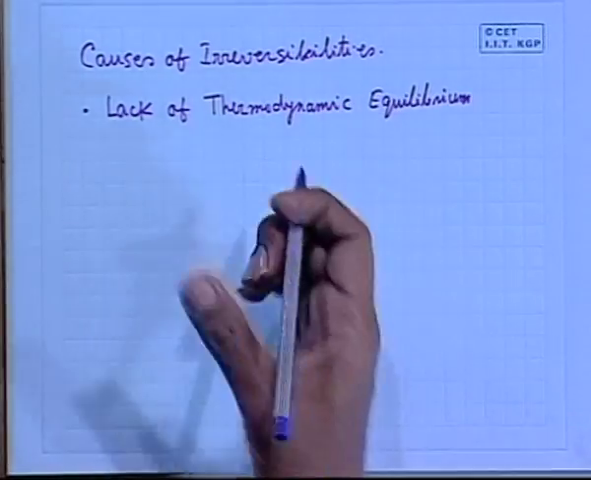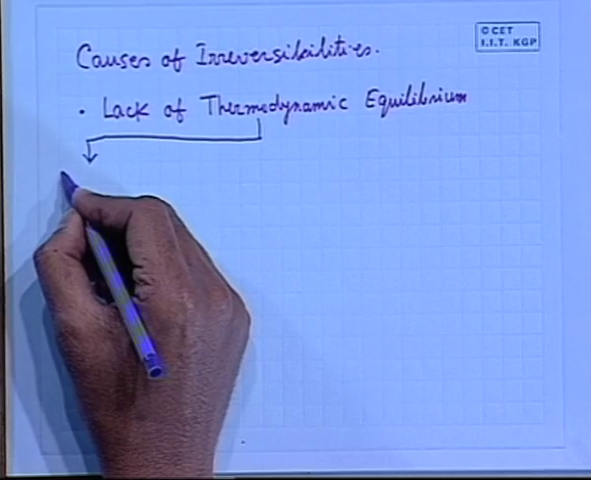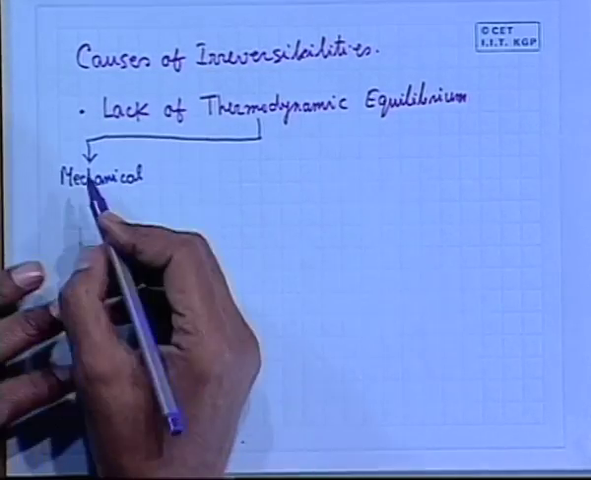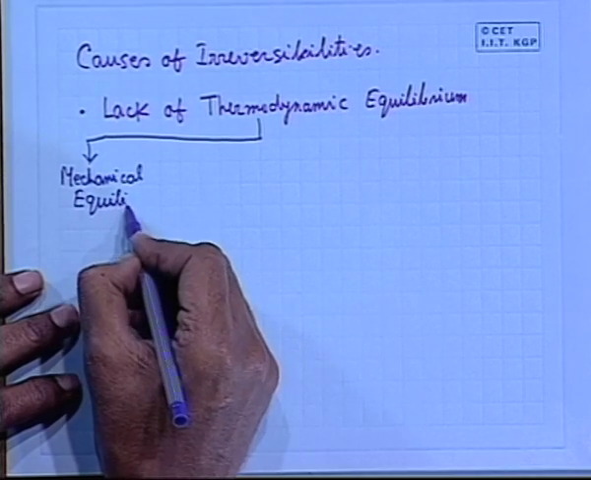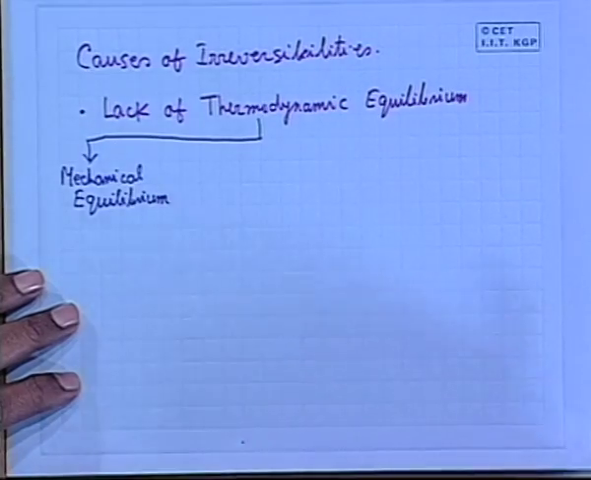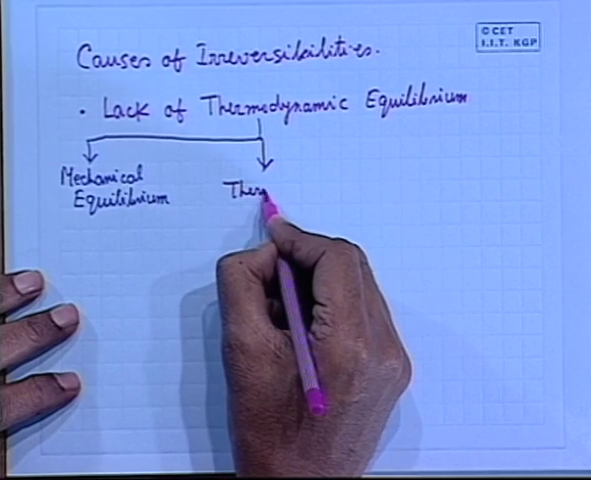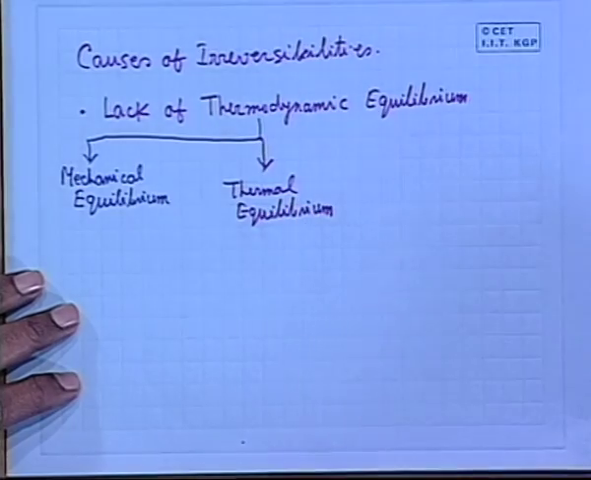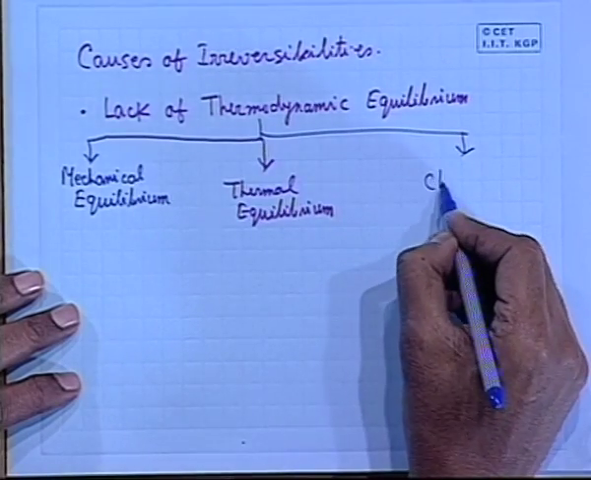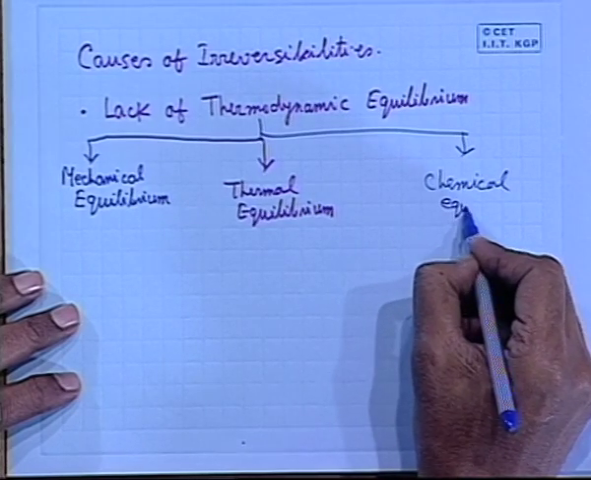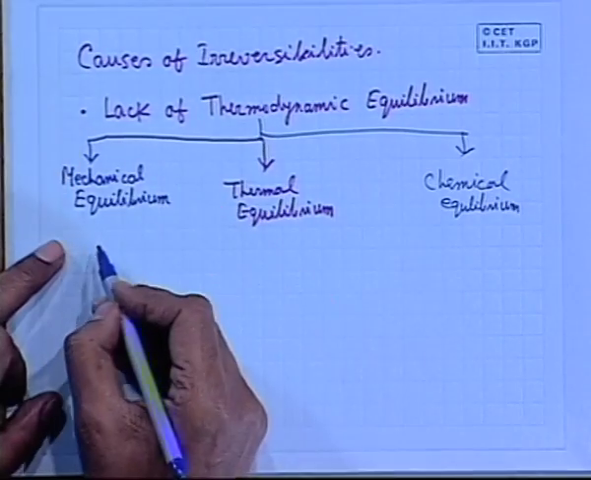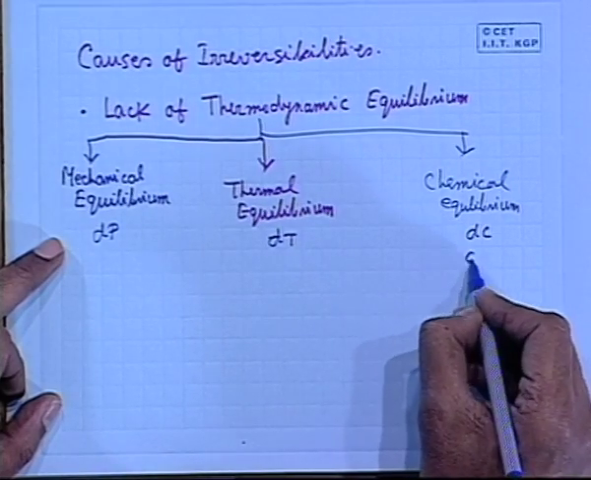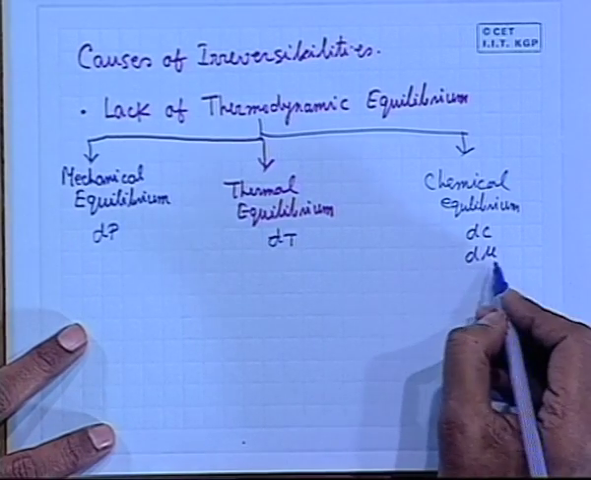One is mechanical equilibrium. Another one is thermal equilibrium, and another one is chemical equilibrium. That means, lack of any of these equilibria. Mechanical equilibrium is associated with dP, thermal equilibrium is associated with dT, and chemical equilibrium is associated with concentration or chemical potential, d mu c. This is of course beyond the scope of your subject.